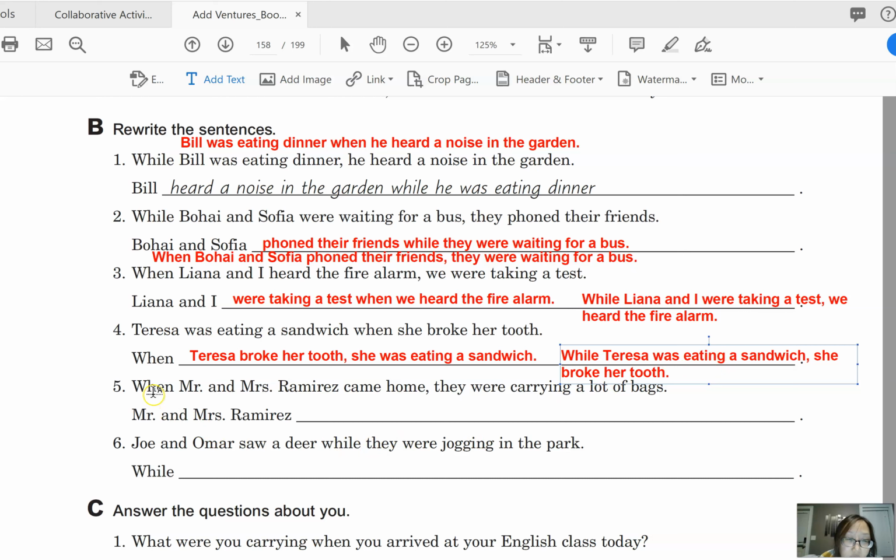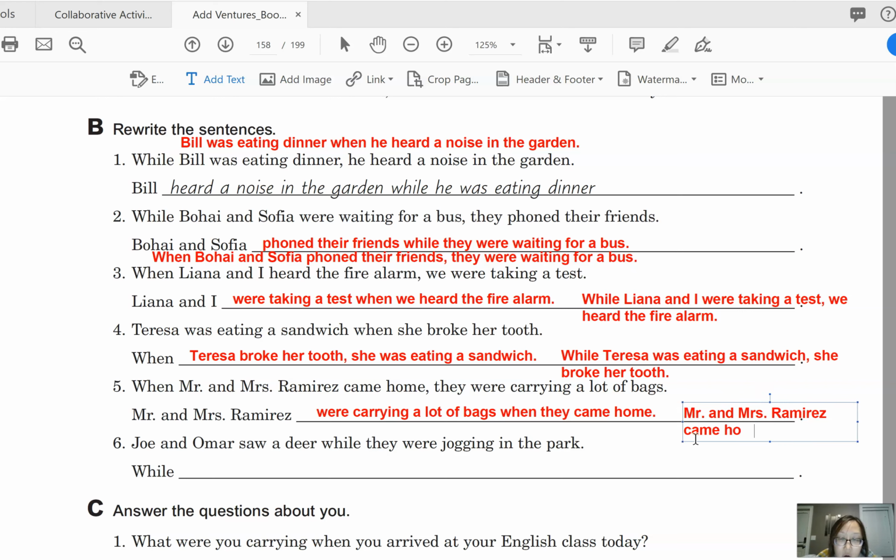Okay, and then number 5. When Mr. and Mrs. Ramirez came home, they were carrying a lot of bags. So we can say Mr. and Mrs. Ramirez were carrying a lot of bags when they came home. And then another sentence we can say, using while, Mr. and Mrs. Ramirez came home while they were carrying a lot of bags.